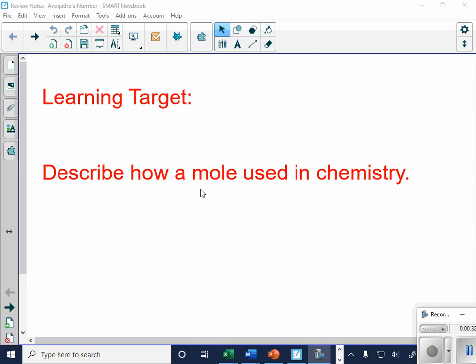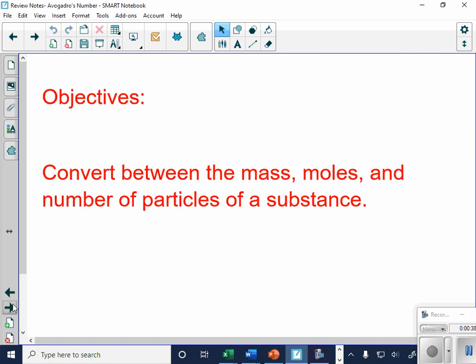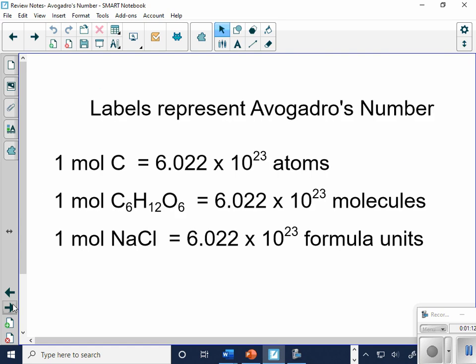success criteria, our next slide, our I can, or our objective, it shows that we are going to be converting between the mass, the moles, and the number of particles of a substance. Now, we're even going to add more to that because we're going to go into volume and density also. But for now, our objective is to convert between the mass, moles, and number of particles of a substance. Today, we're not even going to do mass, all right? We're just going to focus on particles of a substance and moles.